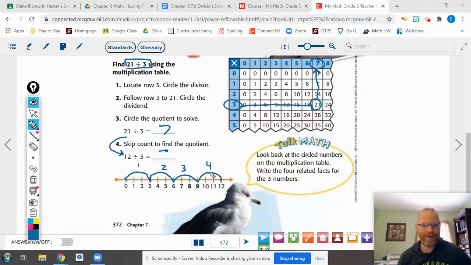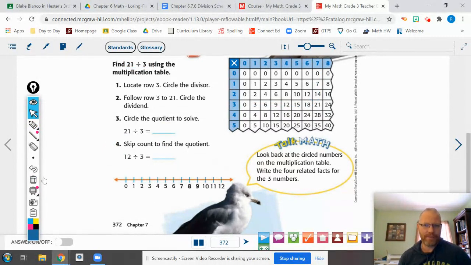So we have 12 divided by 3, which is 4 jumps. So we're going to put 4 jumps here. So we have 4 jumps, and that is 12 divided by 3 equals 4, or 4 times 3 equals 12. If you need these notes, make sure you pause the video.